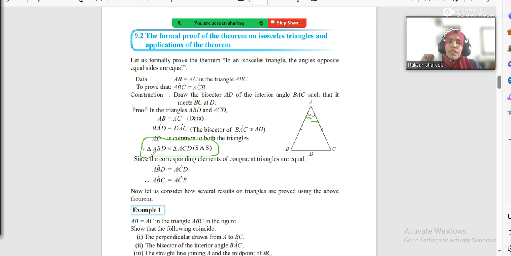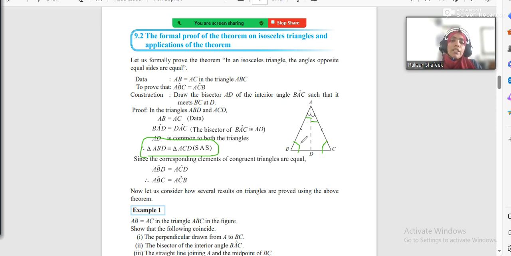All right, we've proved that they're congruent, but have we come to the main motive? Not yet. So what was the main thing that we needed to prove? That angle ABC is equal to angle ACB. So to do that, after congruency, we always said that the corresponding elements of congruent triangles are equal, which means the corresponding angle ABC is equal to the corresponding angle ACD. So that's the main part that we have to remember.